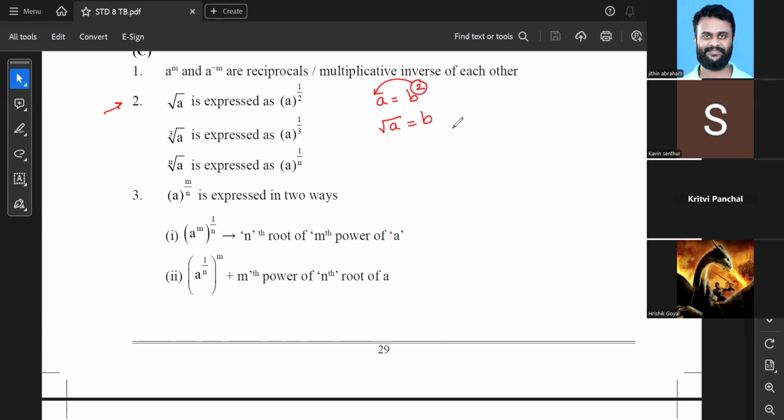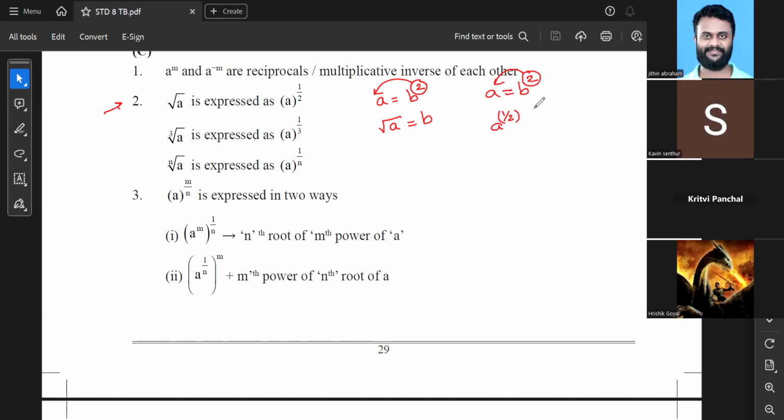Everyone knows this thing. Yes, sir. Very good. Now, what happens when I take this 2 to the other side? I can write it in one more way. I can write this from one more angle. If A is equal to B square, since I'm taking this 2 to the other side, what I'll do, I'll make it 1 by 2.